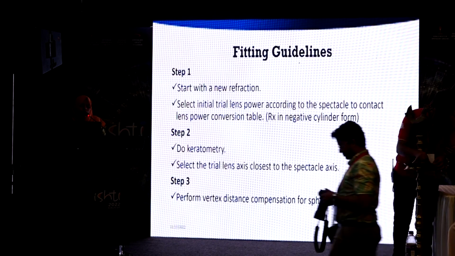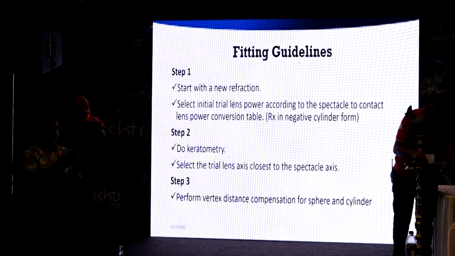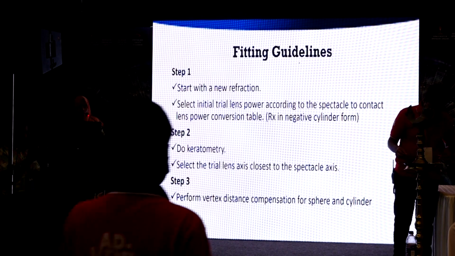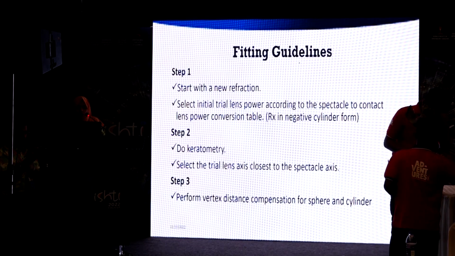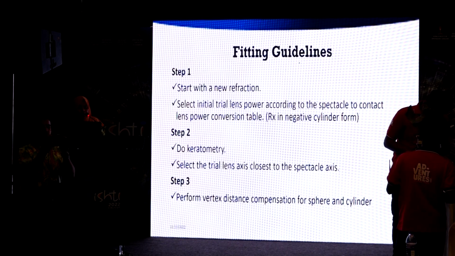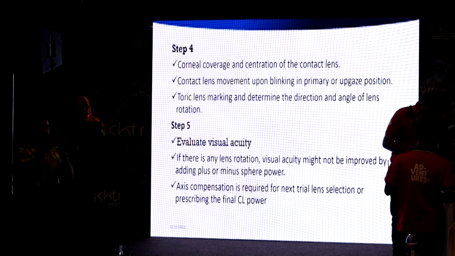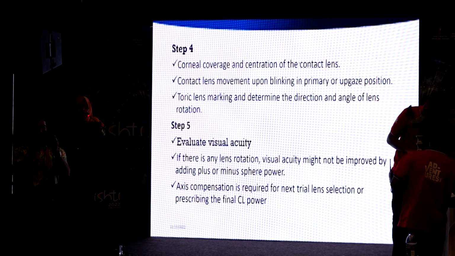So there are some fitting guidelines for every lens. For a soft toric lens, we have to start with the refraction. So you have to select an initial trial lens, and according to that you have to do the vertex conversion using a vertex conversion table chart. Then you have to perform keratometry. You have to choose a trial lens closest to the spectacle axis. Then you have to do a vertex distance compensation for the sphere and cylinder. Then we will do a slit lamp evaluation to check for the corneal coverage, centration, movement, etc.